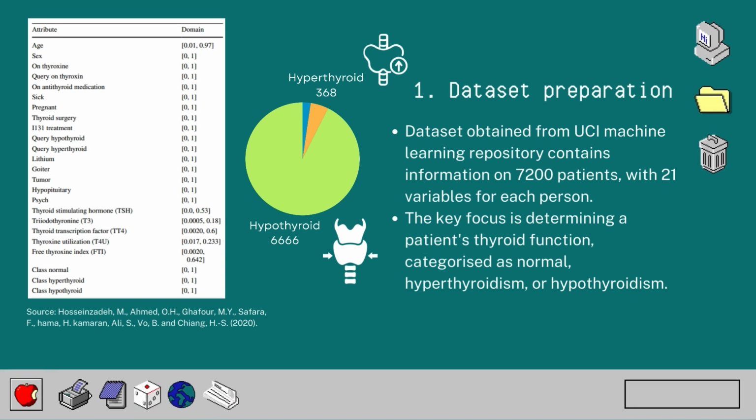Firstly, the thyroid disease dataset obtained from the UCI machine learning repository contains information on 7,200 patients, with 21 variables for each person. The key focus is determining a patient's thyroid function, categorized as normal, hyperthyroidism, or hypothyroidism. The dataset has the majority of patients having hypothyroidism with the data of 6,666 out of 7,200 patients, followed by hyperthyroidism and normal thyroid function.